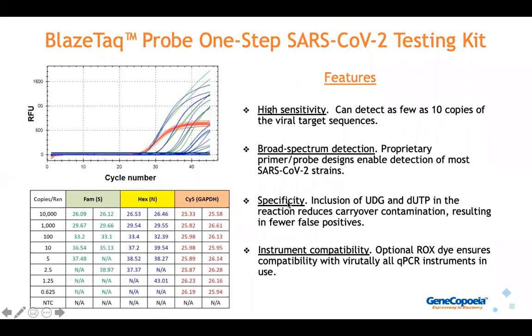It also provides high specificity. So we include UDG, the enzyme uracil deglycosylase, and dUTP in the reaction to reduce carryover contamination, resulting in fewer false positives, as well as high instrument compatibility. The inclusion of optional ROX dye ensures compatibility with virtually all qPCR instruments in use.